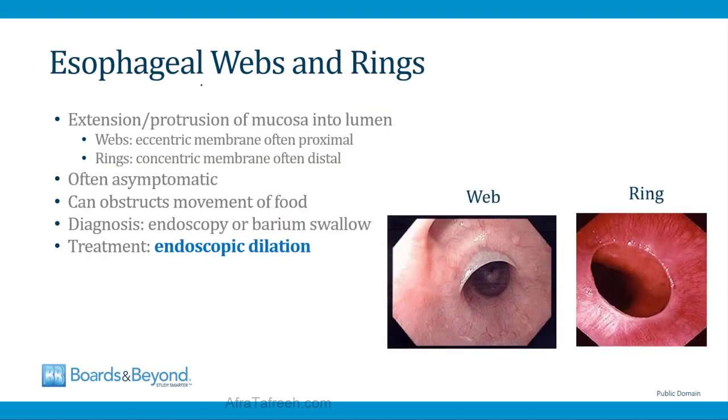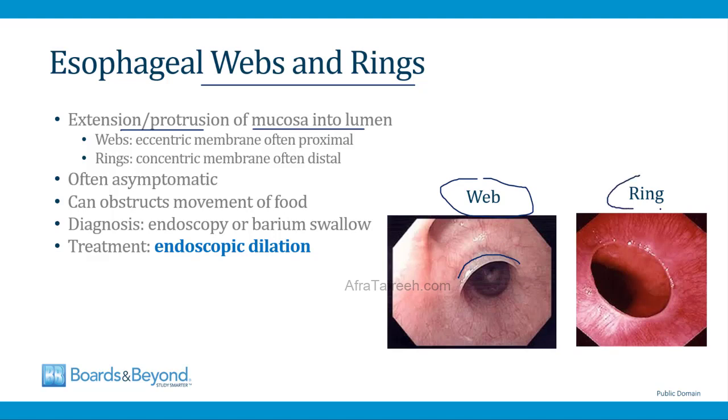Let's talk about esophageal webs and rings. These are extensions or protrusions of the mucosa of the esophagus into the lumen. This is a picture of a web shown here. These are eccentric membranes, meaning they don't completely surround the lumen. These are more common in the upper or proximal esophagus. This is a ring here. It's a concentric extension of the mucosa. These are more commonly found distally in the esophagus.